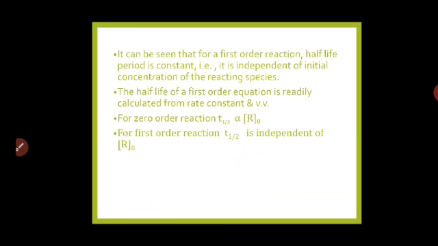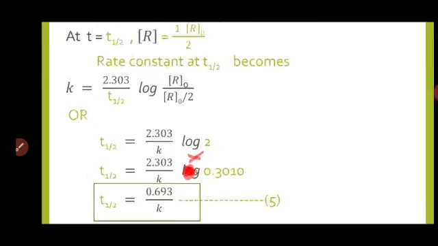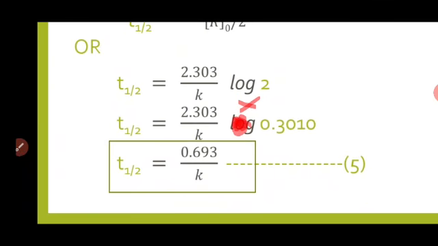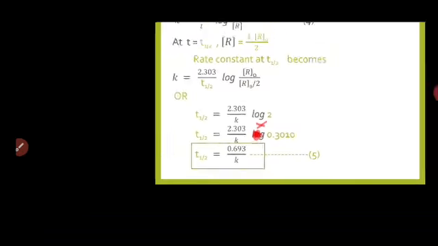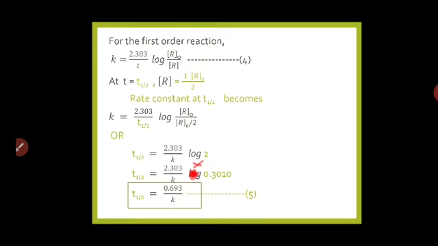Now, from all this, what can we observe? It can be seen that for a first order reaction, the half-life period is constant. That is, it is independent of the initial concentration of the reactant species. Why? Just see here, is there any term of R in the final expression? Not at all. Hence t half, the half-life period for first order reaction, is independent of initial concentration. And the question is asked like this only: either derive the expression for the half-life period of first order reaction, or show that the half-life period of first order reaction is independent of initial concentration.